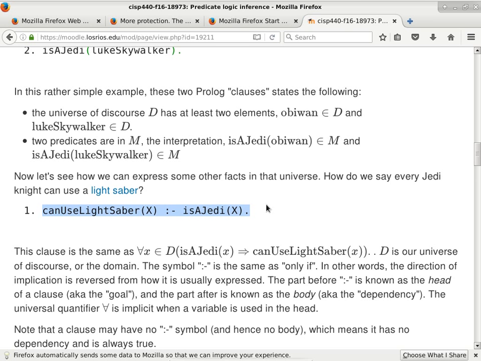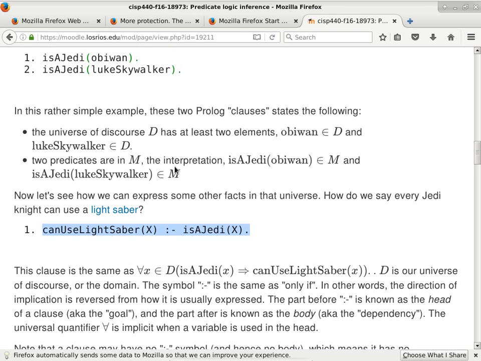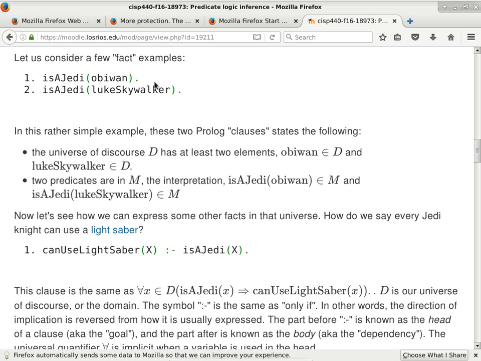So in this case, in the first case, when you do not have anything on the second part, it means true implies is a Jedi Obi-Wan. Is that okay? And if true implies that means it has to be true, because in an implication, if the first part is true, the second part has to be true.